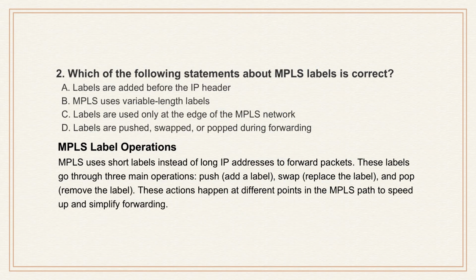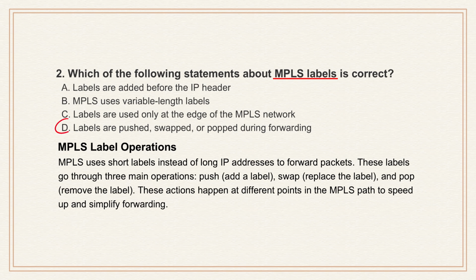Okay, next question. This one's about MPLS labels. The answer here is D. Labels are pushed, swapped, or popped during forwarding. For those of us maybe not wrestling with routers daily, why is this label dance so important? How does it help get my cat videos delivered faster? Well, think of it like this. Imagine sending a package across the country. Traditional IP routing is like the package stopping at every single post office along the way. And at each stop, they have to read the entire address, figure out the next step.